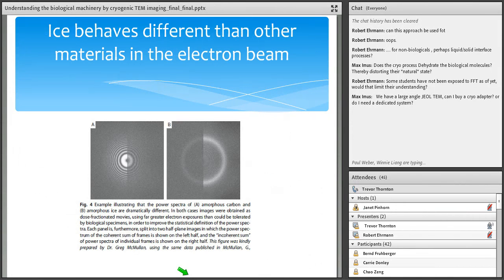So this is two Fourier transforms. Ice behaves differently than other materials, and this is one of the problems we've had in biological imaging, and that's that when we put an electron beam on water, water is not conductive, and so it tends to want to move away from the electron beam. And so on the left in image A, you have a Fourier transform of amorphous carbon, and you can see that there's a nice set of rings going from low resolution out to high resolution here. And those rings are induced by the CTF of the microscope. And so this is the CTF. That's the contrast transfer function.